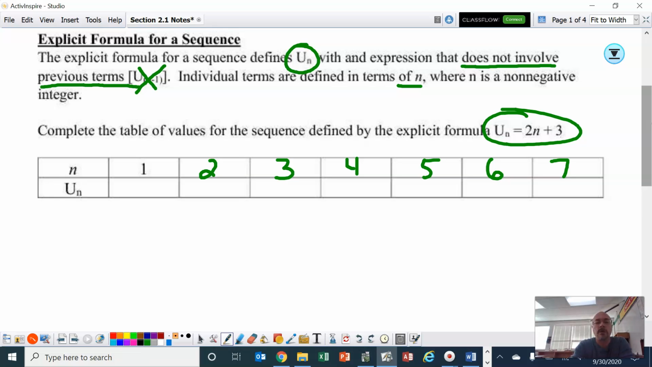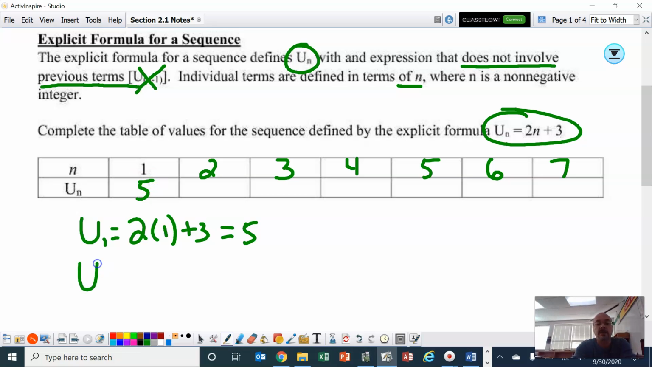So we want to know what is u sub 1. Well, we plug in the 1. 2 times 1 plus 3. Well, that would be 2 plus 3, which is 5. So the first number in the pattern is 5. The next number we want to plug in is the 2. So 2 times 2 plus 3, well, that would be 4 plus 3, and I believe that would be 7. So the second number is 7.